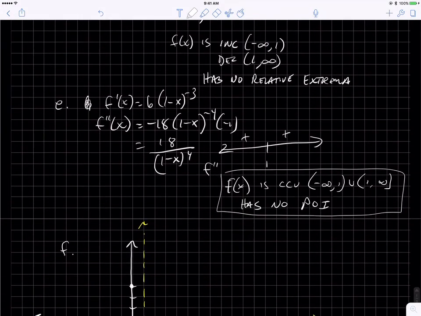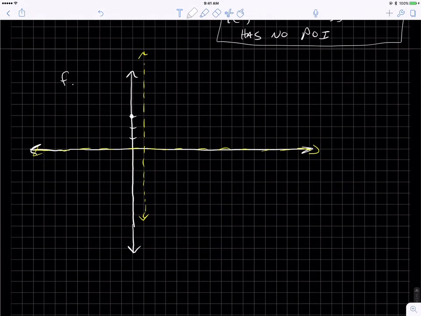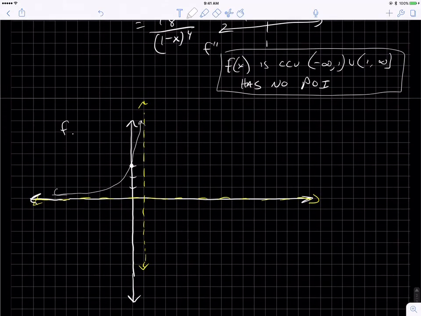Now I use the increasing and decreasing information. From negative infinity to 1, the function's increasing, so it's got to be over here. That would also match my y-intercept because it goes through the y-intercept, and that would also match my concavity. So that's definitely what it is. But I'm going to need a second point over there. So let's say we plug in negative 1 for an additional point.